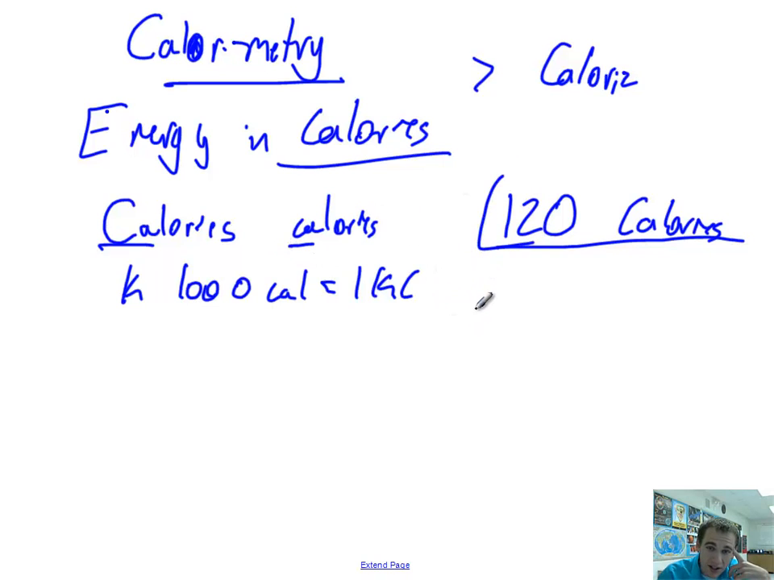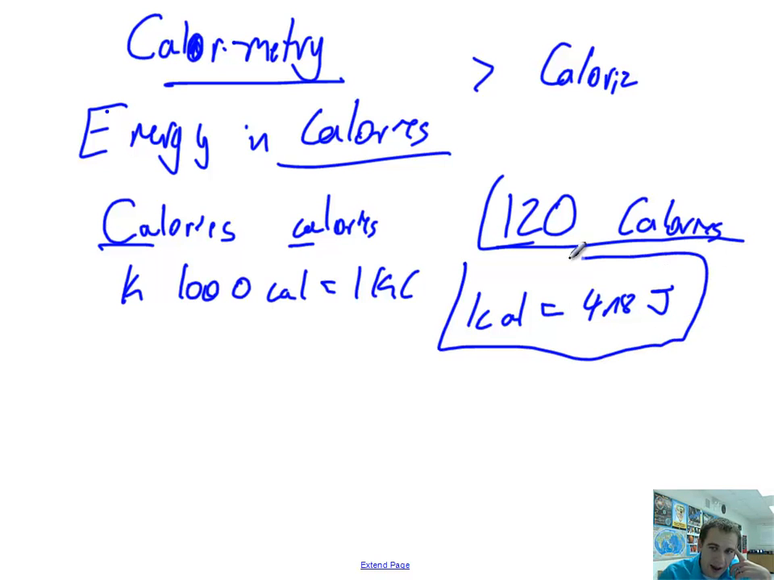And what does that mean? The calorie is the old unit. The new unit is based on the SI system, and the SI system uses joules for energy, and it turns out 1 calorie is 4.18 joules.